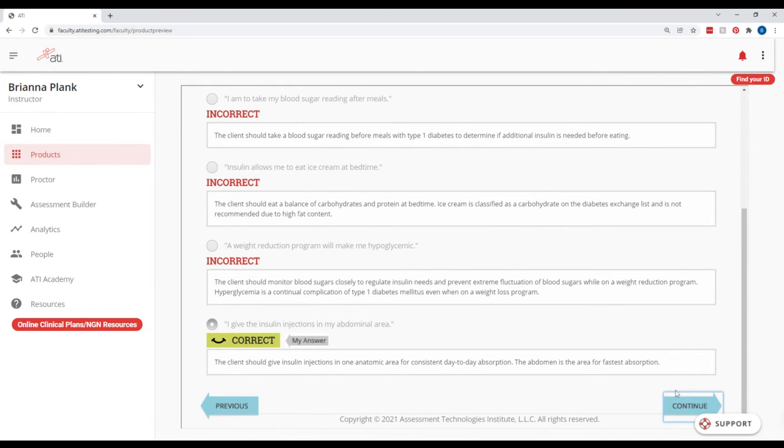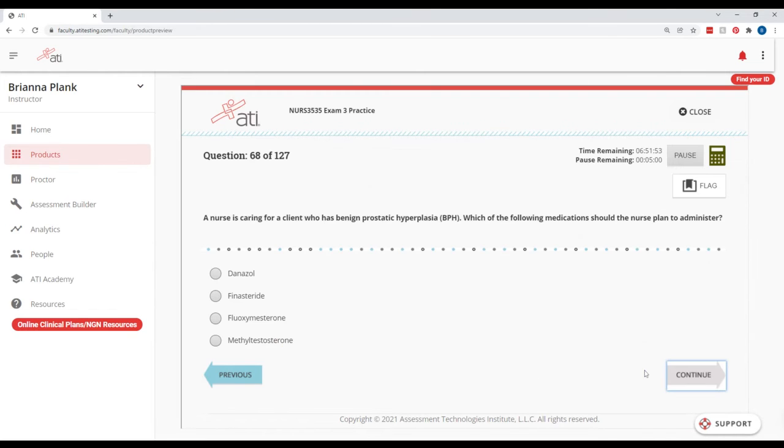My boyfriend in college had diabetes and he ate a lot of Oreos. So he thought that was what the insulin was for, I guess.